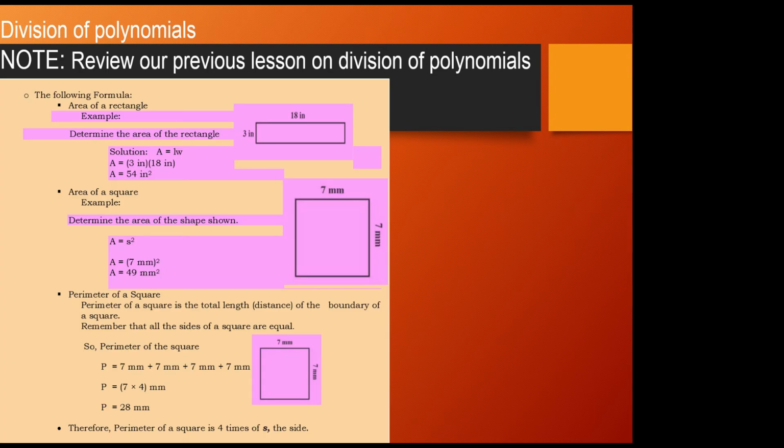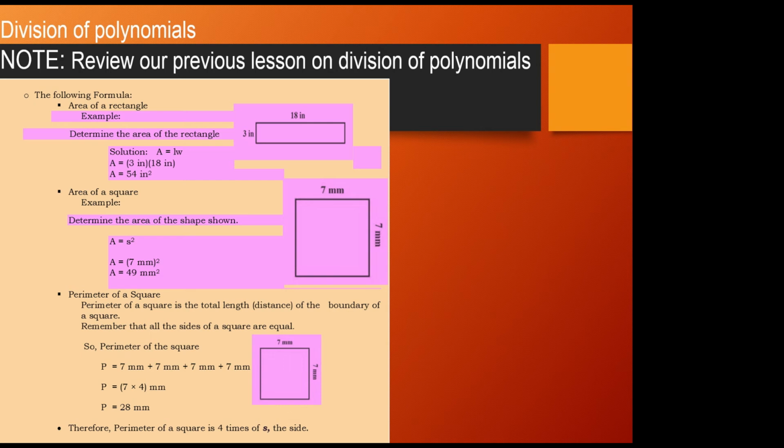Another thing that you should remember in solving problems involving polynomials are the following formulas. Number 1, area of a rectangle. Example, if a rectangle has a length of 18 inches and the width of 3 inches, to determine the area of this rectangle, we will use the formula area equals length times width. So 3 times 18 equals 54. Inches times inches equals inches squared. So 54 square inches or 54 inches squared.